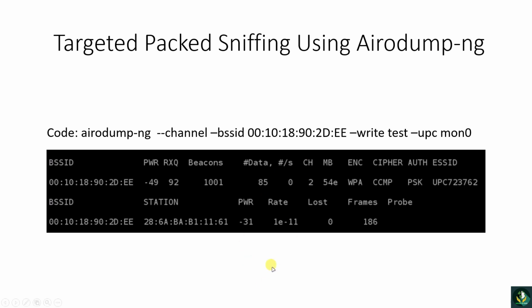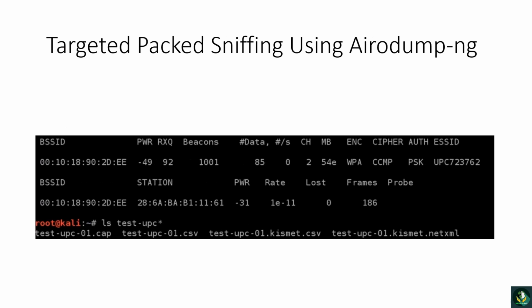This will continue running, so what you have to do is cancel it with Control C. When you cancel this, it will save all of this, and it will save the log into a file named test. So what you can do is list all of those test files. As you can see, this is the file that airodump created.